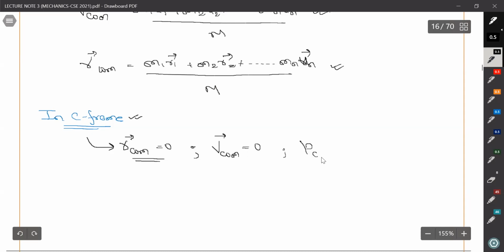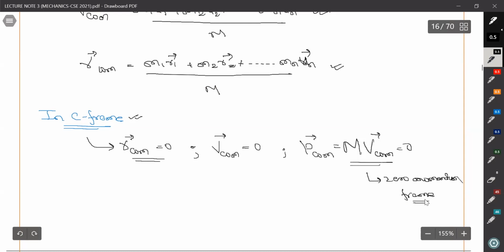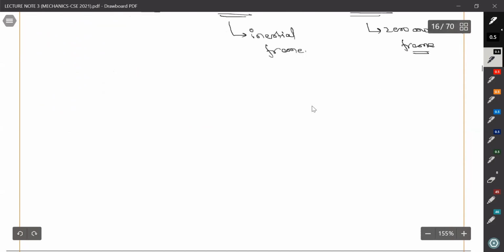So we can say that momentum of the center of mass, what is momentum of center of mass, is M, let me write it capital M, that shows total mass, into v center of mass, is also 0. That's why it's also called a zero momentum frame, that we have already discussed. Also its center of mass velocity is 0, so we can consider it as inertial frame also, right? But whatever we have discussed above.